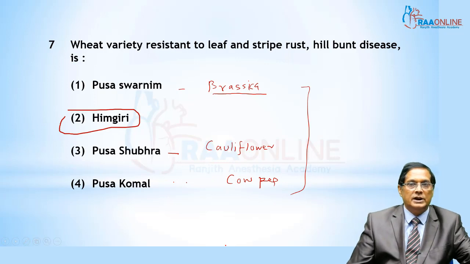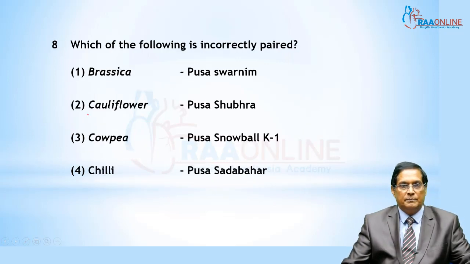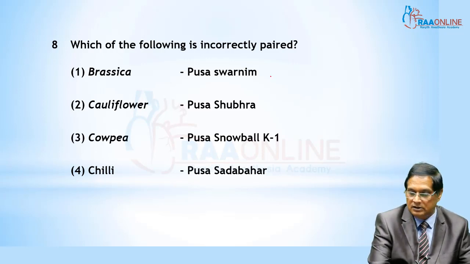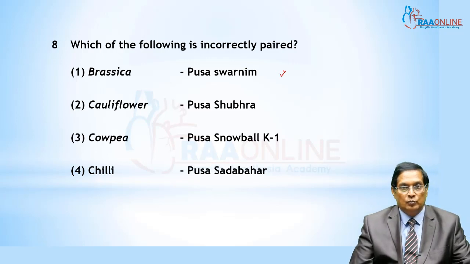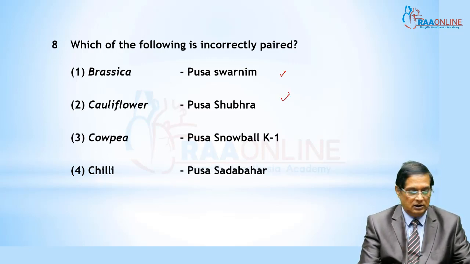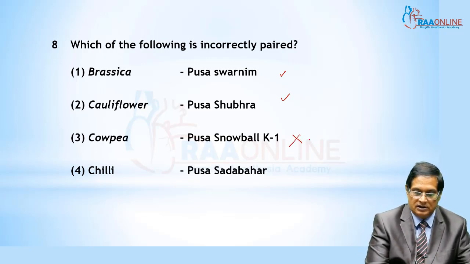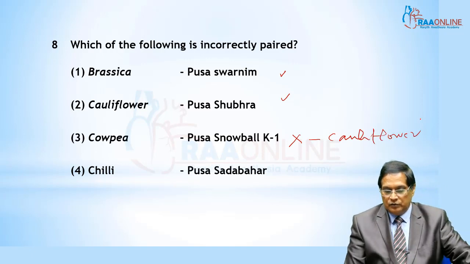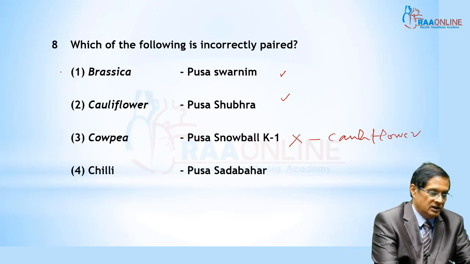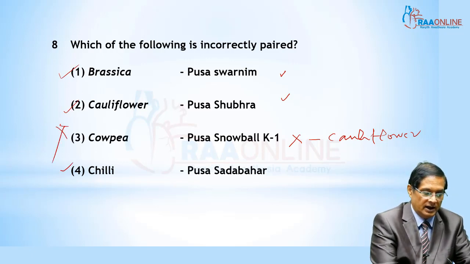Then come to question number 8. Incorrectly paired, check this one. Pusa Swarnim is a variety of brassica. This is right. Pusa Subhra is a variety of cauliflower, right. Pusa Snowball K1 is a variety of cauliflower, not for cowpea, so this is wrong. And Pusa Sadabahar is right. So these are right, but this one is wrongly matched.